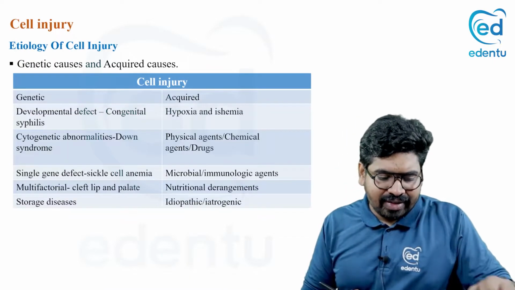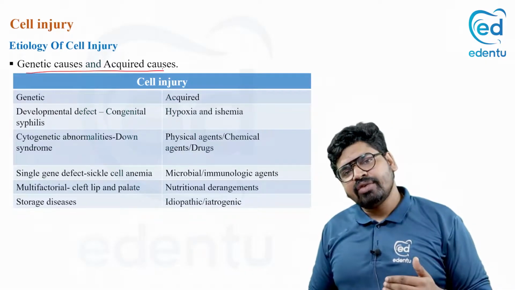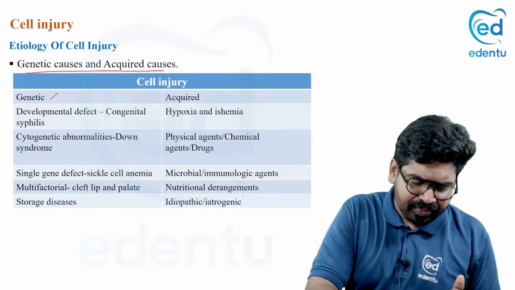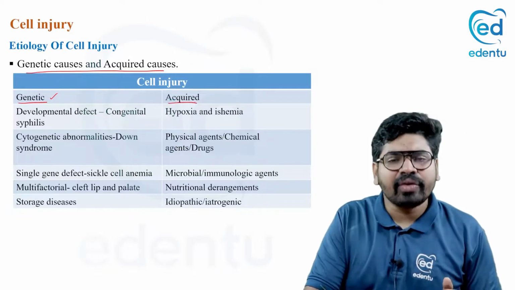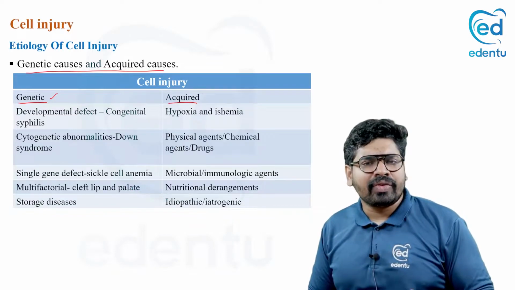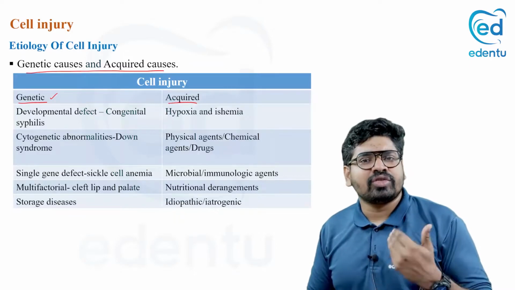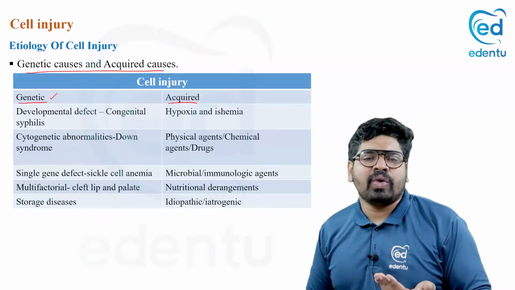Okay, now let's see what's there. Now, what are the causes of cell injury? There is genetic cause and acquired cause. So there are both genetic and acquired causes for cell injury. Genetic means which we have got from the genes, or got congenitally from the mother to the child, or during birth.